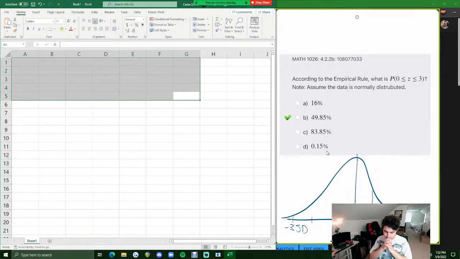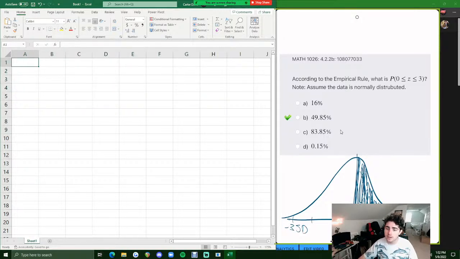And so what they're asking is, what's the percentage of the area under this curve that is between 0 standard deviations, which is another way of saying 0 standard deviations away from the mean, so at the mean. So what's the percentage between 0 and positive 3 standard deviations? Visually, we could tell this is about 50% of the entire curve. Now, to use Excel is what I would recommend, but that's just a way you can visually make sense of this almost 50%.